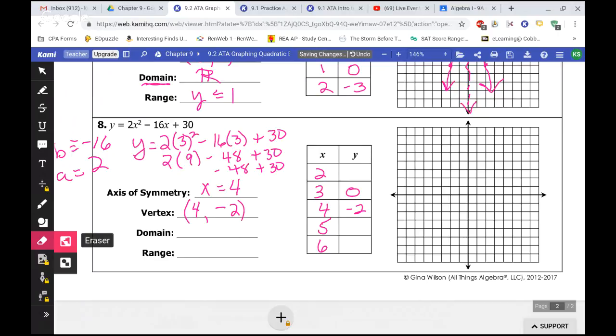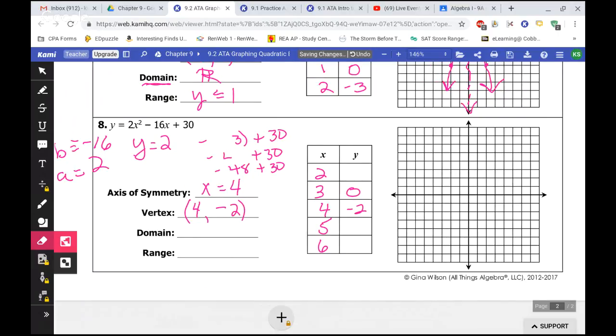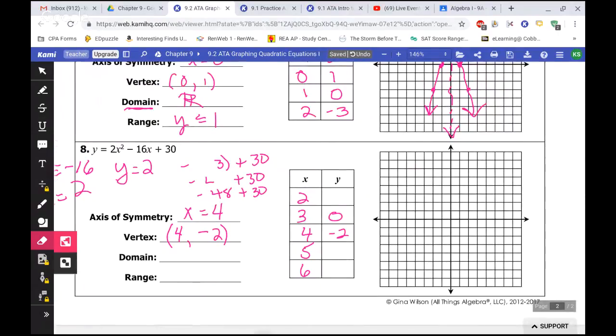So, Grayson, which other one on the table do you think is going to have an answer of 0? 5. Yes, that's it exactly. 5.